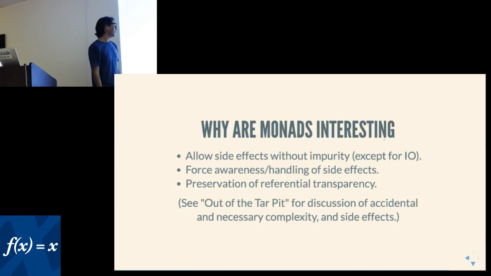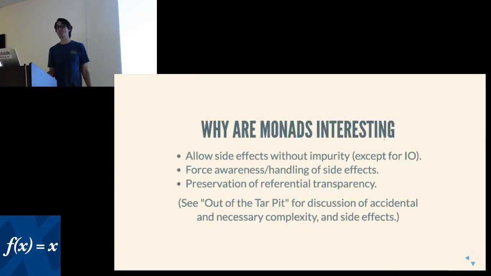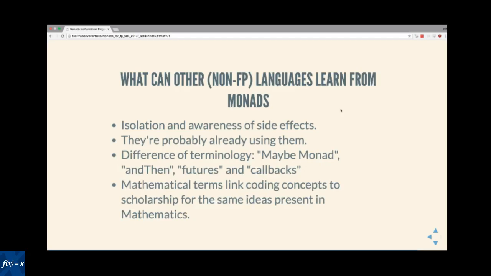Out of the Tar Pit is a really interesting paper for talking about side effects. It's really long, 66 pages. I think it's worth reading. You might want to discuss it here, but let's talk about side effects as a source of bugs, as a source of complexity. So this is the other question I promised I would try to get to. What can other languages learn from monads? One is awareness and isolation of side effects. Out of the Tar Pit talks about this a lot, that if you're aware of side effects and you corral them, then you're more likely to defeat the pernicious effects of not being aware they're happening.